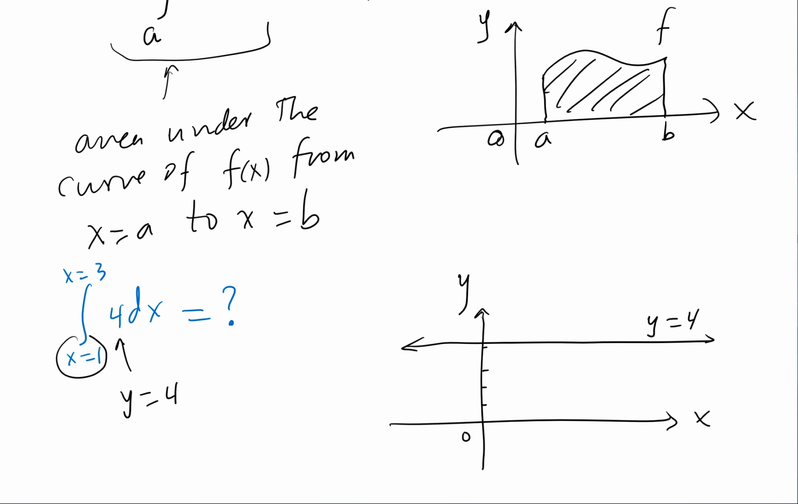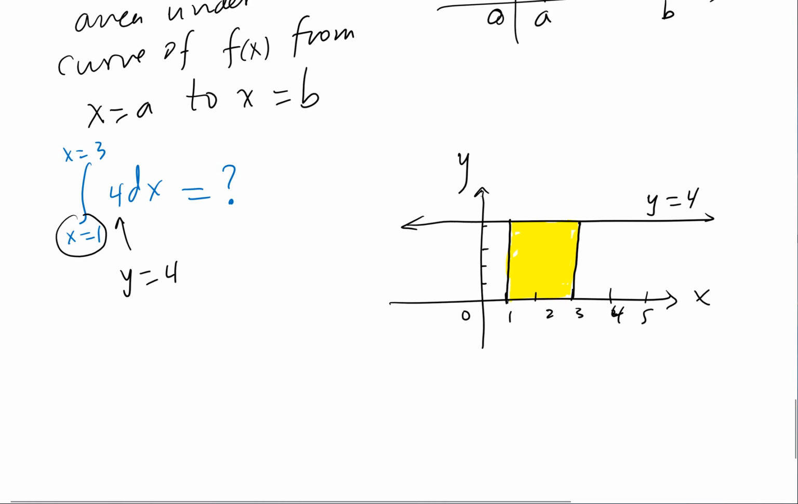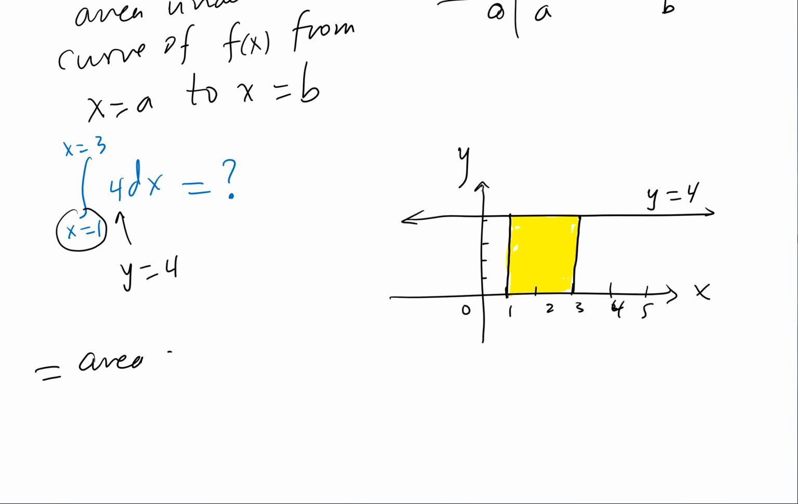And then we're going to go from x equals 1 to x equals 3. So it's going to be this area. That's what this integral represents, graphically. That's what it represents, the area of this shaded region. So this again is basically the area of the yellow region on the right side, and that yellow region is basically the area of a rectangle.